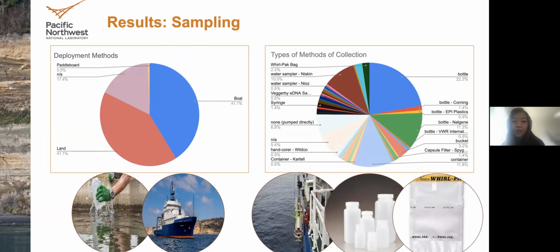And for our results shown here in the pie chart in the top left, we found that sampling events were performed with and without a boat in equal measure. And we noted NA if the paper was unclear about whether a boat was used. And we also looked at the type of collection method used as shown in the pie chart in the top right. And the most common type of collection method was with a bottle of unspecified brand, which was followed by a container of an unspecified brand. And the next most popular collection method was Nalgene brand bottles.